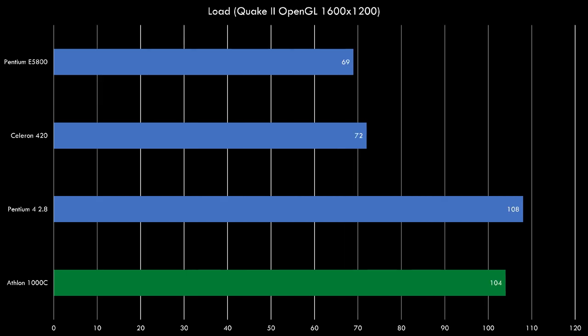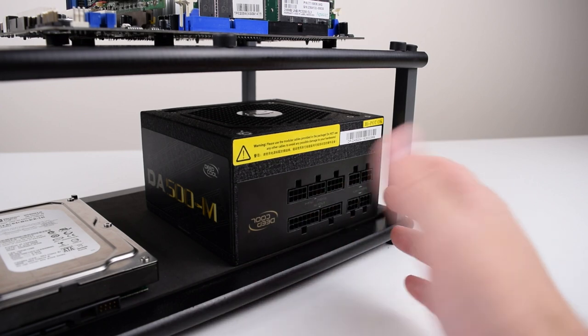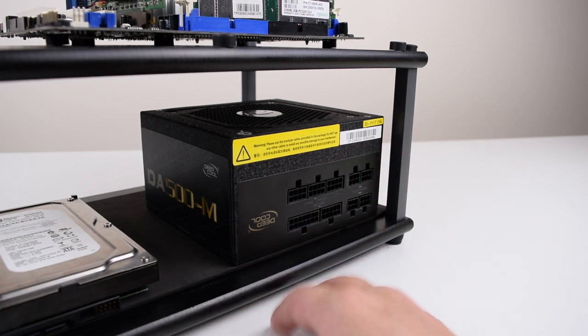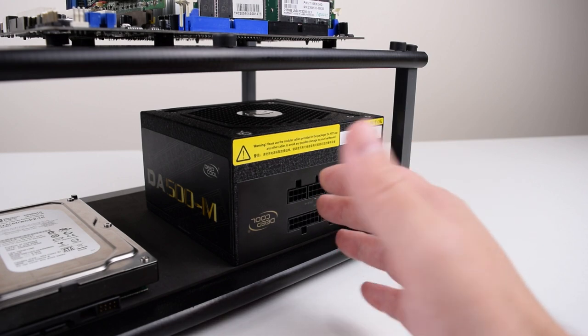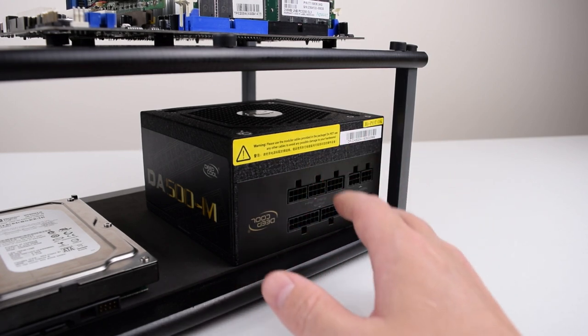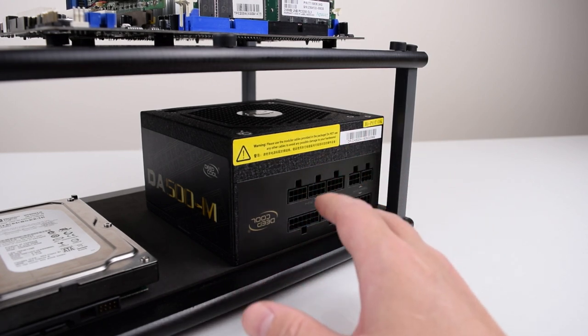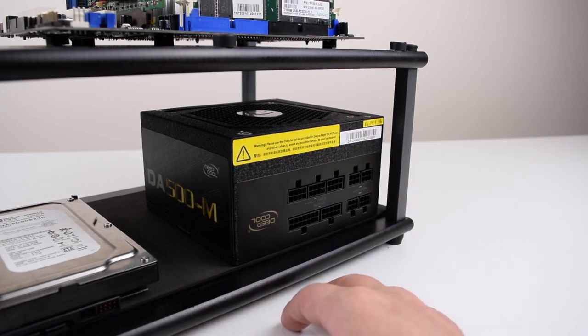And the next result is also in Quake 2, but in OpenGL at 1600 by 1200. So we're putting load on the video card, and once again around 70 watts for these new socket 775 processors, whereas the other processors 104 and 108 watt. So that's pretty good. These processors have fantastic performance per watt. So we're getting performance well beyond a Pentium 4 running at 2.8 or 3 gigahertz, but consuming less power. So anyone interested in an efficient, quiet system, this motherboard is definitely worth checking out.